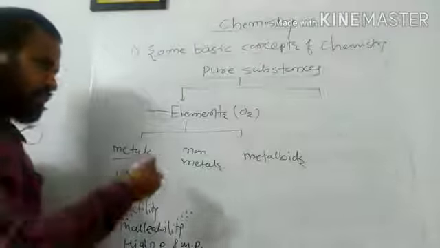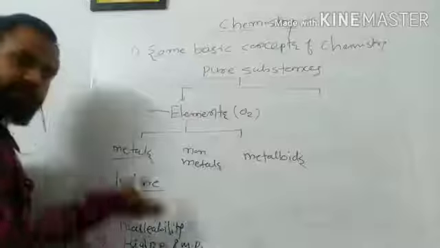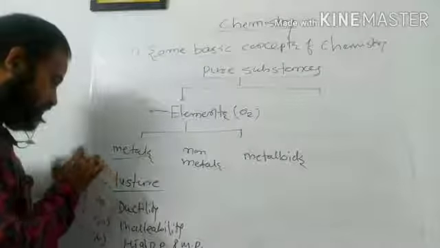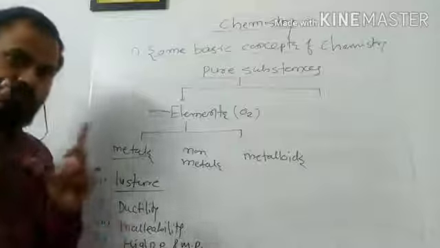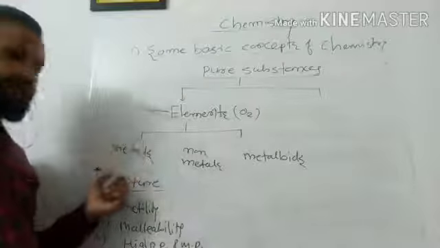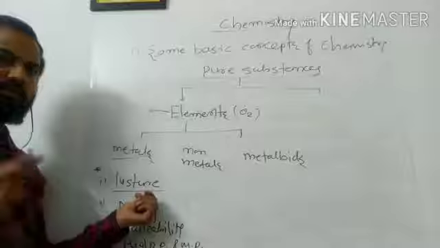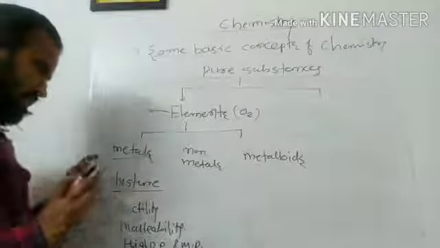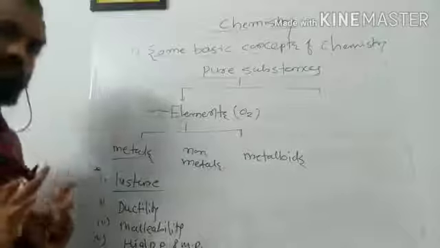Okay, if an element shows these properties, we can call it a metal, but the most important property with the help of which we can identify that an element is a metal is luster. Metal has luster, though there are some exceptions, but in general these properties are important in case of metals.